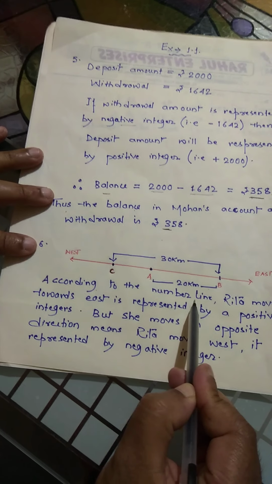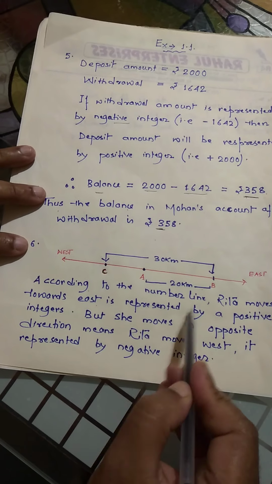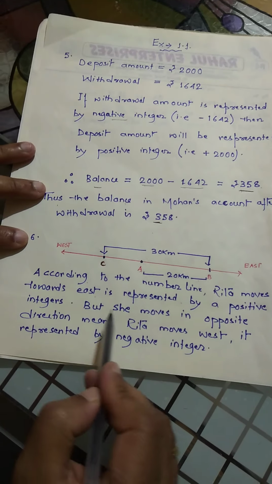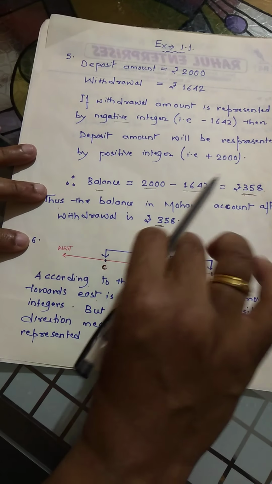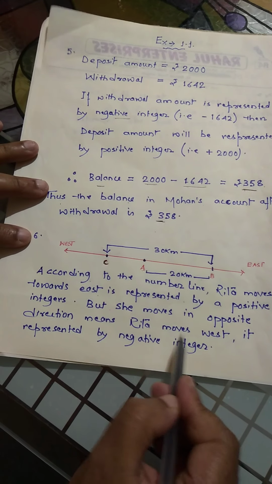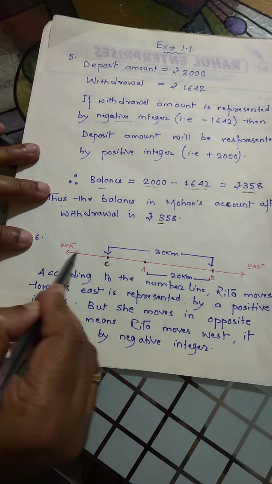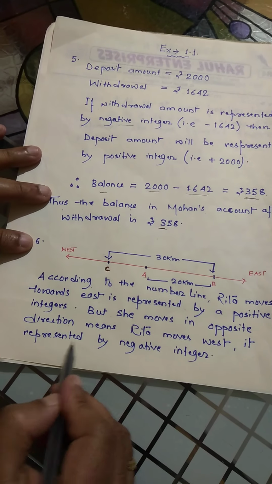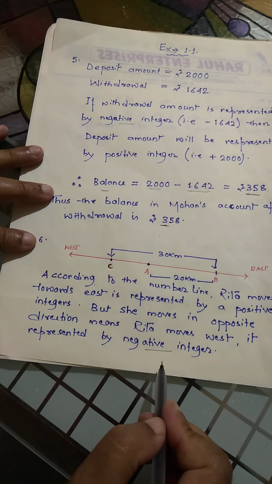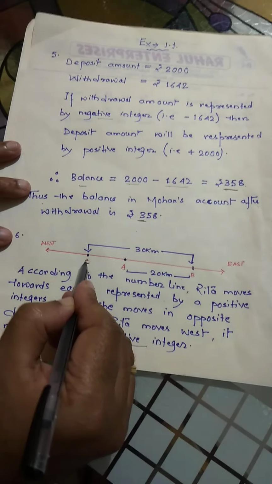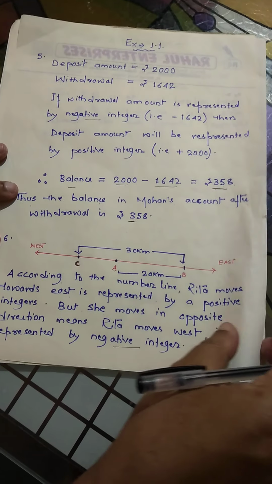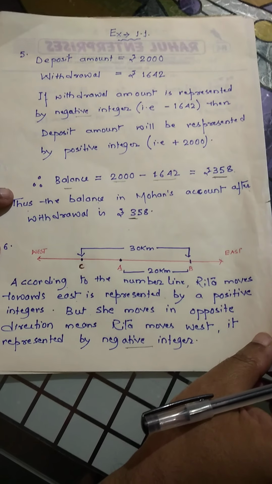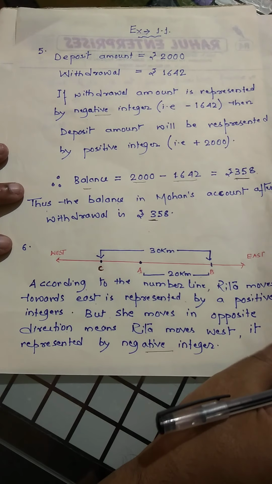Now see what I have written. According to the number line, Rita moves towards east is represented by positive integers because she was going toward this side, and we will consider A as 0. But she moved in the opposite direction. Now she took a U-turn and Rita moves west. Now she started moving towards west side, so in that case the entire thing will be represented by negative integers. That is, Rita moved 30 kilometers towards west side. Now what is the final question they are asking? By which integer will you represent her final position from A?